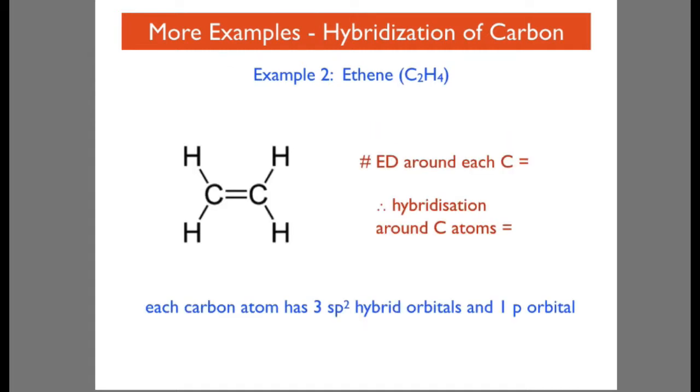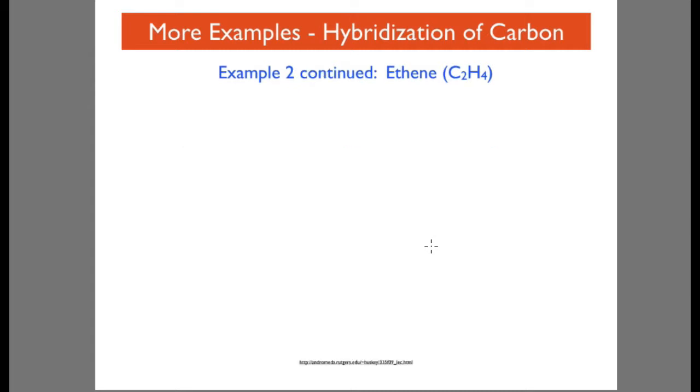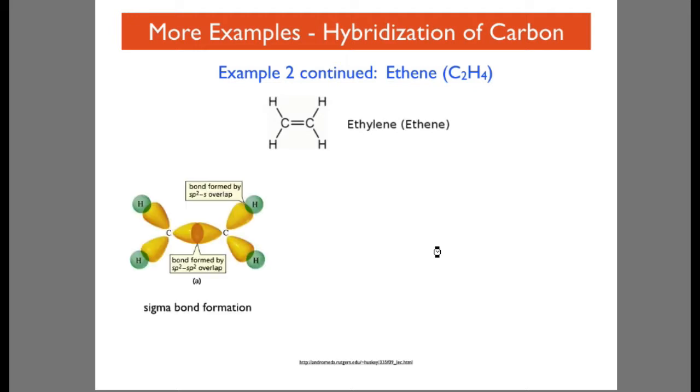Let's look at ethene. How many electron domains around each carbon here? 1, 2, 3. Therefore, the hybridization around carbon atoms will be sp2. Each carbon atom has 3 sp2 hybrid orbitals and 1 p orbital. We can see that the sp2 here and sp2 here overlap, which is a sigma bond, and you've got an sp2 and an s overlap here for another sigma bond.